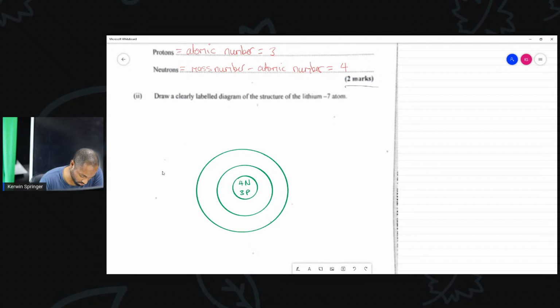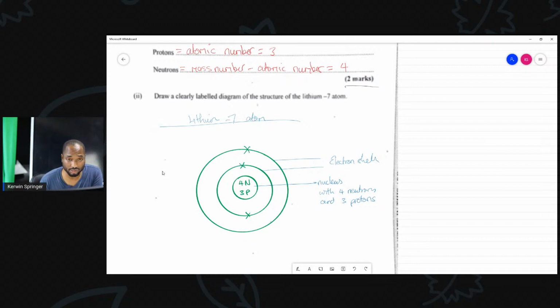So this is the nucleus with 4 neutrons and 3 protons. Outside here, we have the electrons. So these are your electron shells. Label up your diagram with a title: lithium 7 atom.